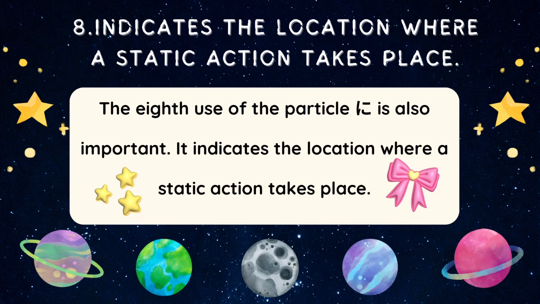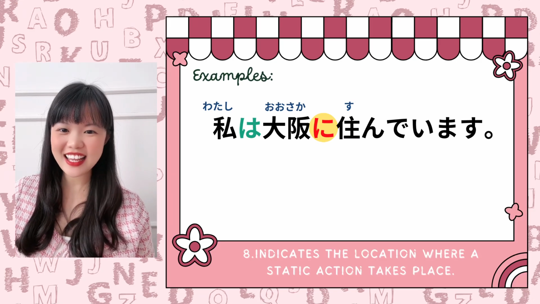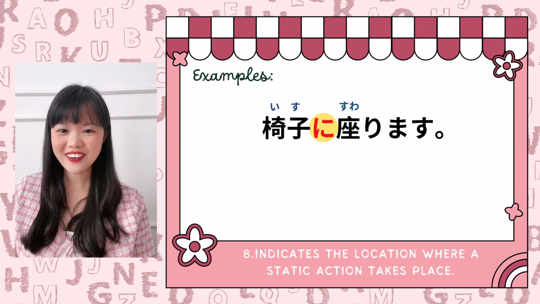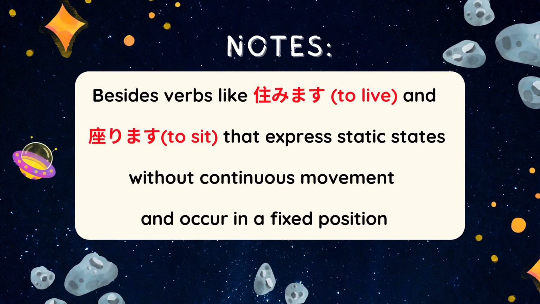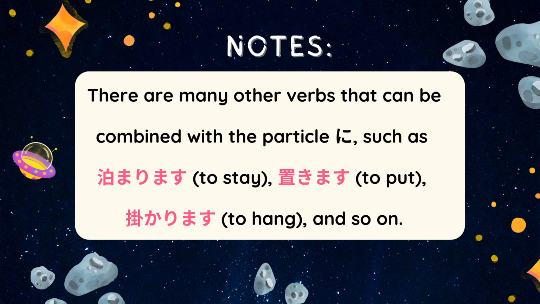It indicates the location where a static action takes place. Watashi wa Osaka ni sunde-imasu. I live in Osaka. Or, isu ni suwarimasu. I sit on the chair. Besides verbs like sumimasu, to live, and suwarimasu, to sit, that express a static state without continuous movement and occur in a fixed position, there are many other verbs that can be combined with the particle ni, such as tomarimasu, to stay, okimasu, to put, kakarimasu, to hang, and so on.